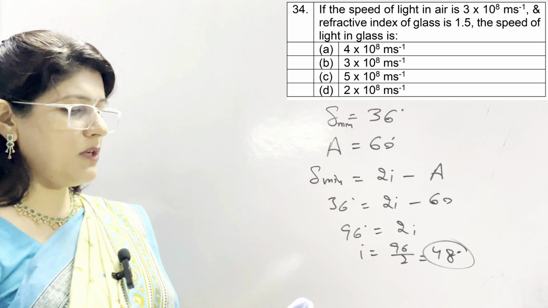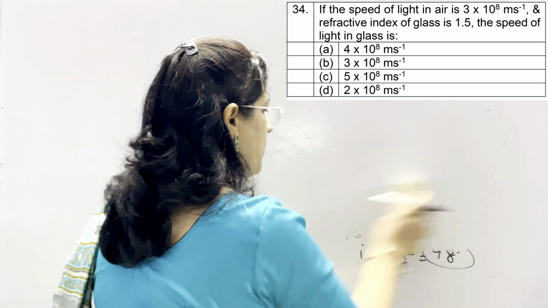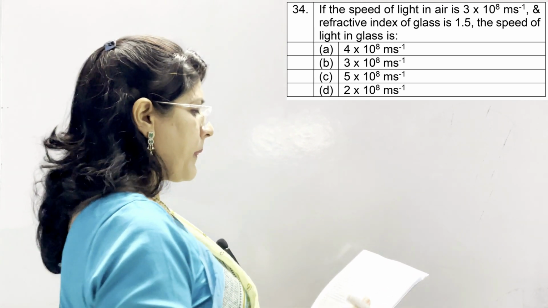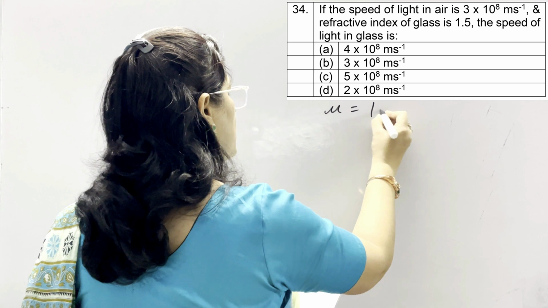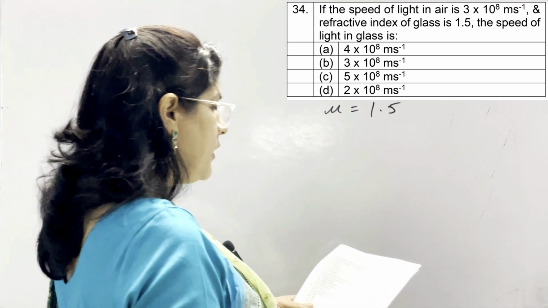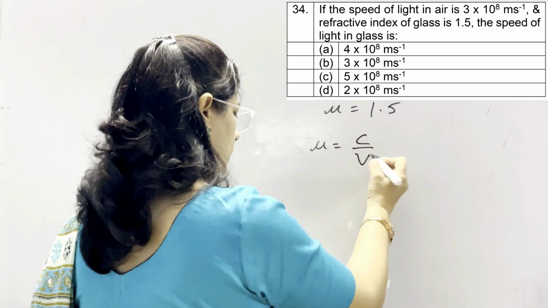In question number 34, the speed of light in air is 3 into 10 raised to power 8 meter per second and refractive index of glass is 1.5, mu is 1.5. The speed of light in glass. We know the formula: mu is equal to C upon V.